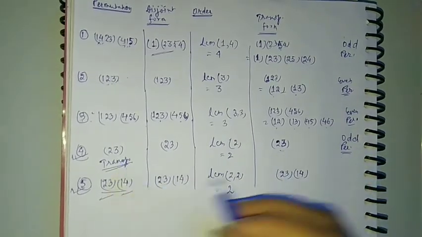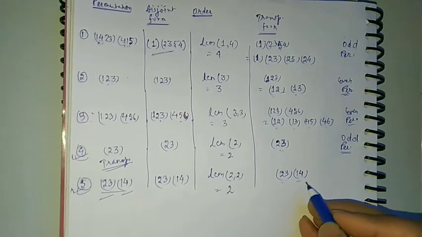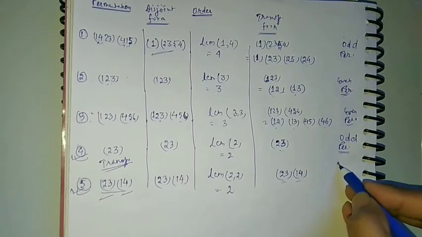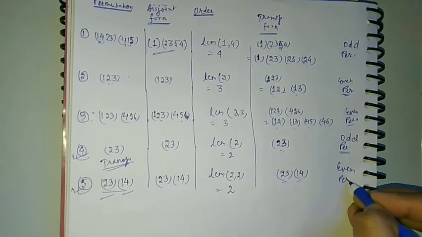Here it is a transposition. Now in the fifth example, the number of transpositions is 2. 2 is an even number, so this permutation is an even permutation.